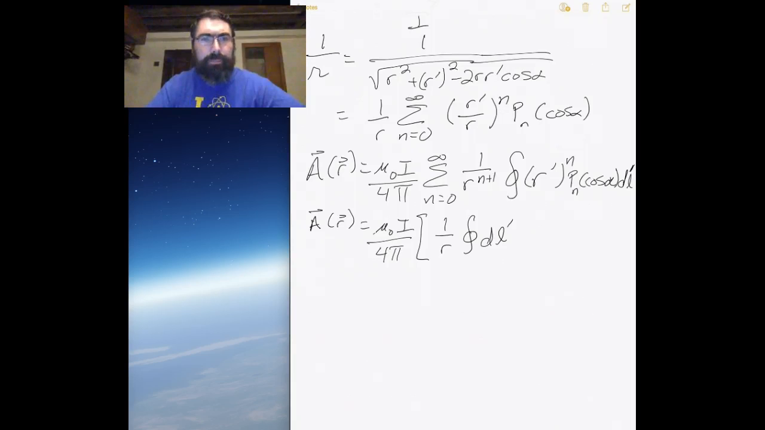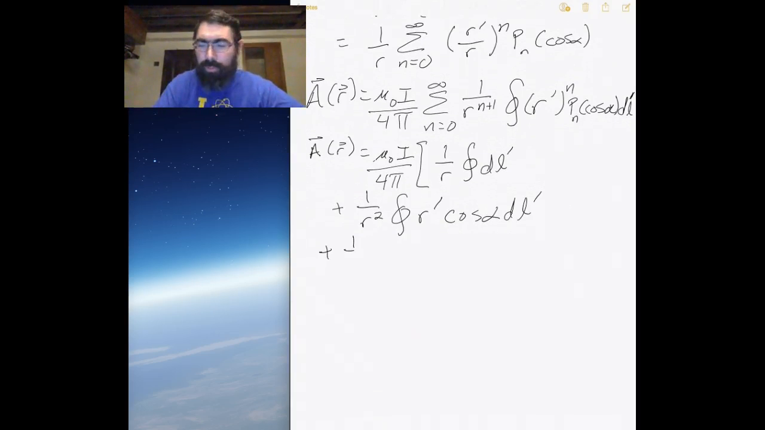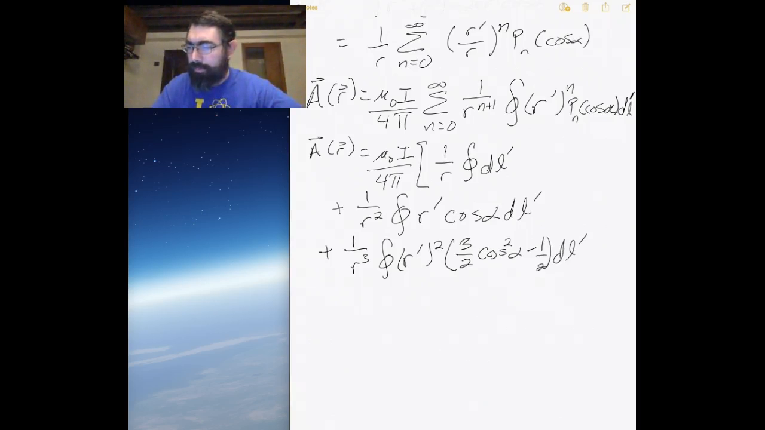And then we get plus 1 over r squared, integrating over, now this is the n equals 1 term, r prime cosine alpha dl prime, plus 1 over r cubed, integrating over r prime squared, and then the Legendre polynomial is 3/2 cosine squared alpha minus 1/2 dl prime, and so on with higher order terms. So this is the first 3 terms.